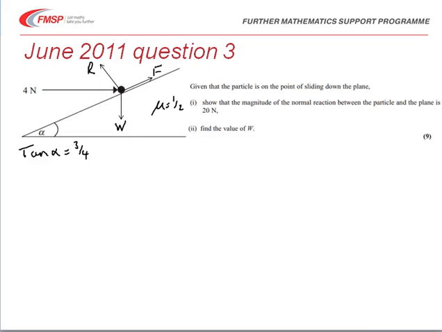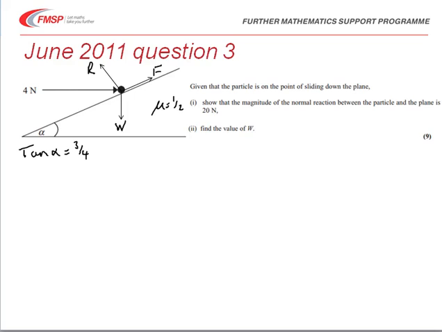I've put that information onto the diagram there, and you can see that we've got tan alpha is 3/4, mu is equal to a half, the weight W and normal reaction marked in. The frictional force is acting up the plane because it tells us in the question that the particle is about to slide down the plane. So the frictional force is always acting against the motion.